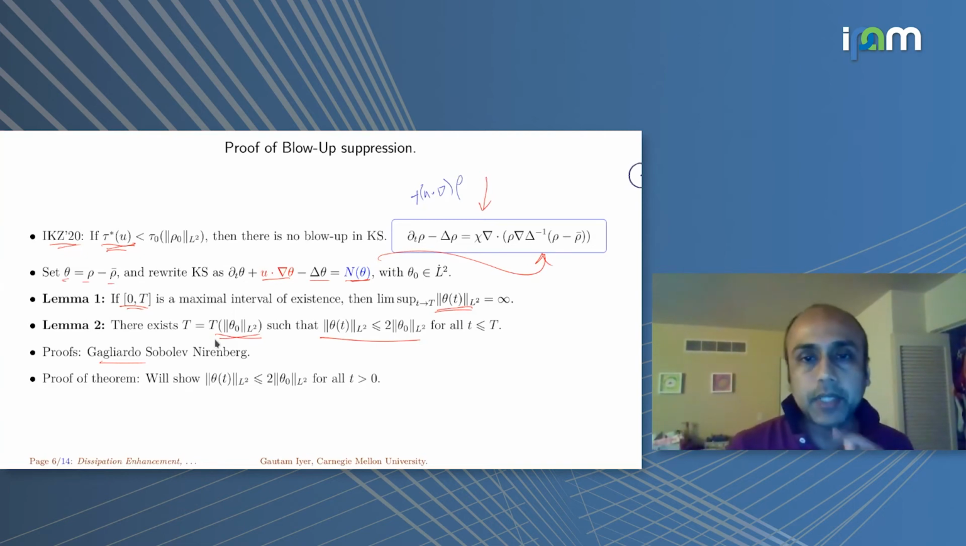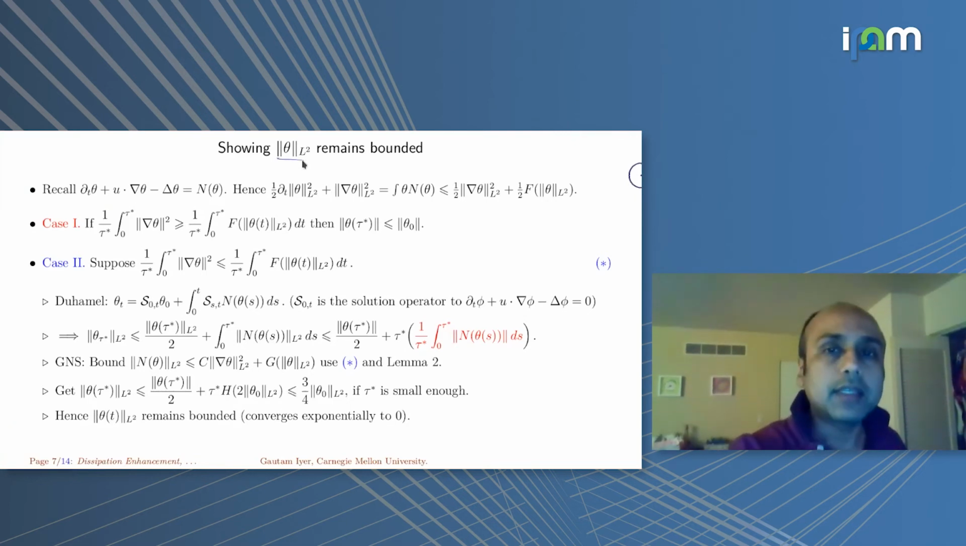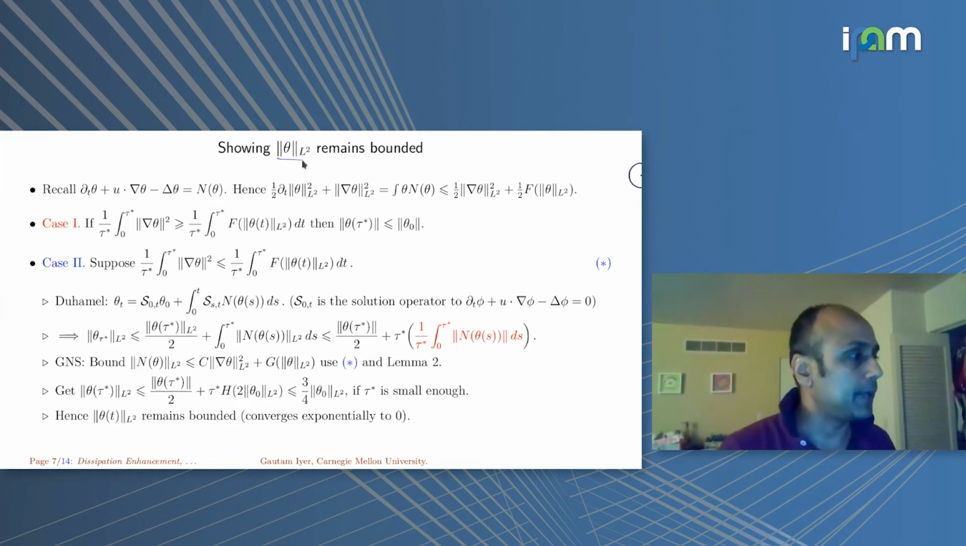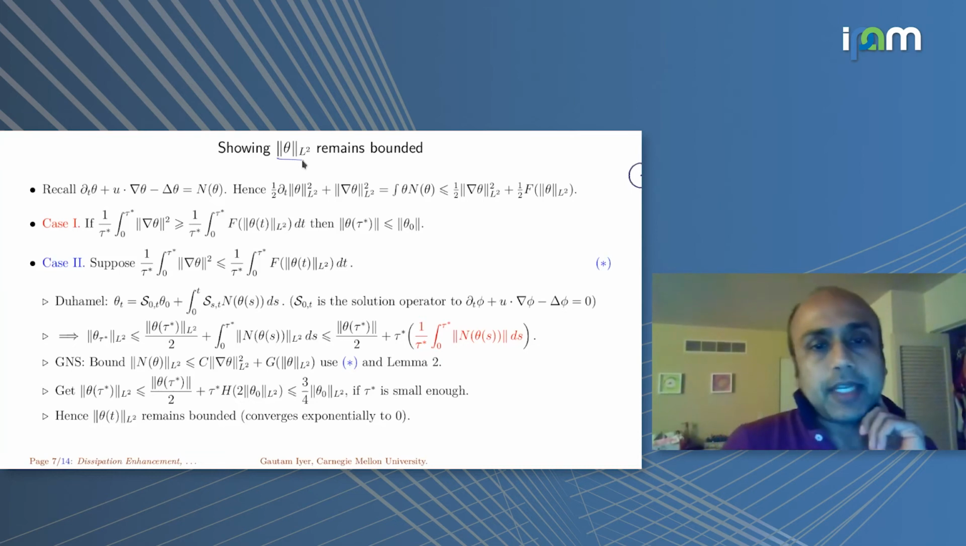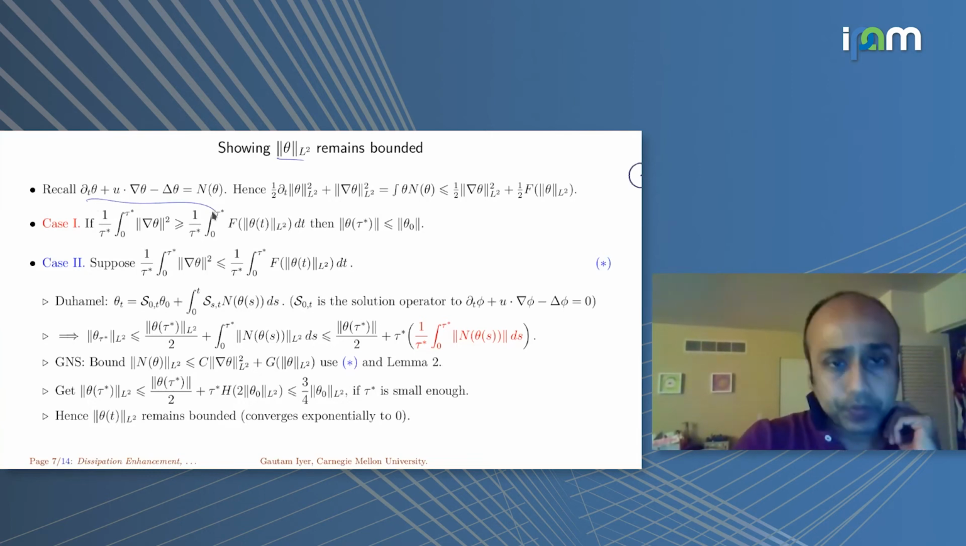Once I do that, here's how I'm going to stop blow up. All I need to do is convince you that the L2 norm of theta remains bounded globally. So here's the equation for theta, which I rewrote, and let me split the analysis into two cases.